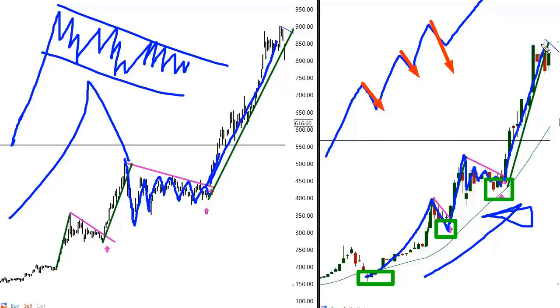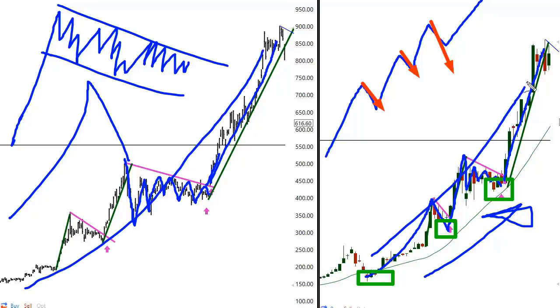Now, obviously there is trend change, right? So we're in a very big bull market in this example, a very big bull market in this example. Weekly chart to the right, daily chart to the left, as you can see.